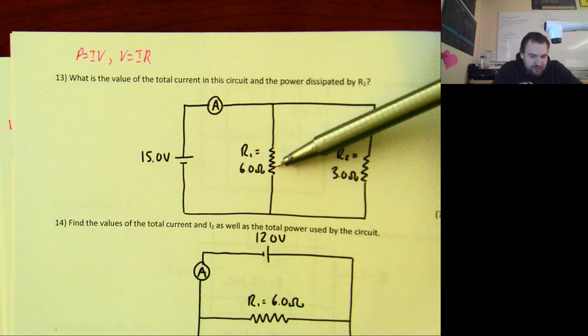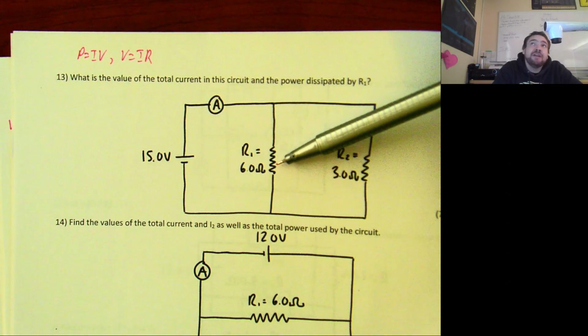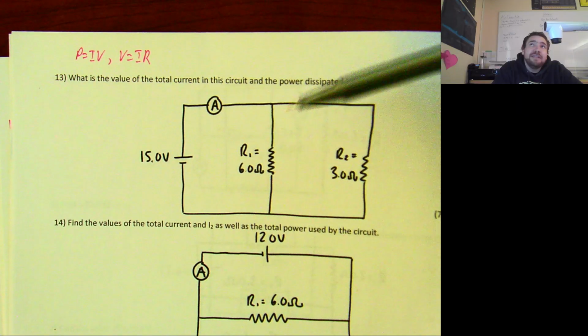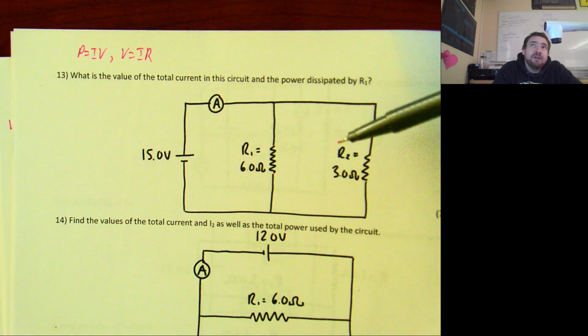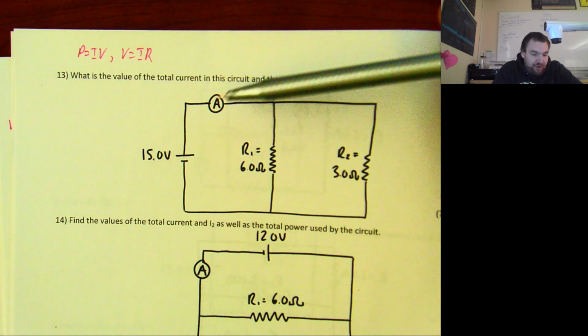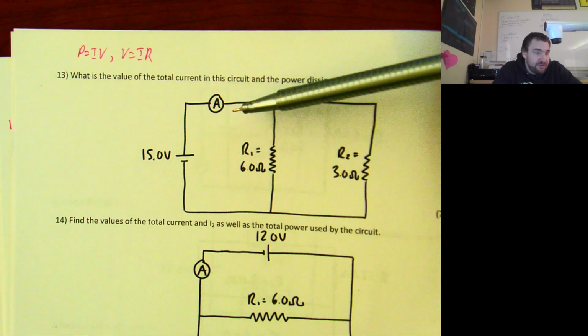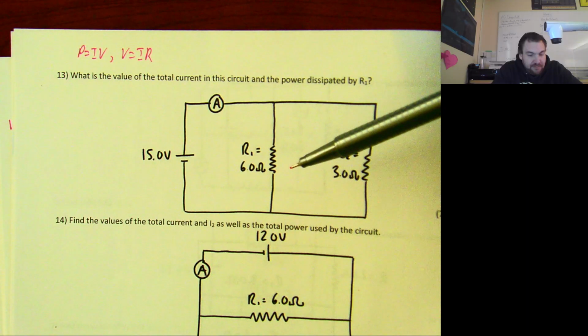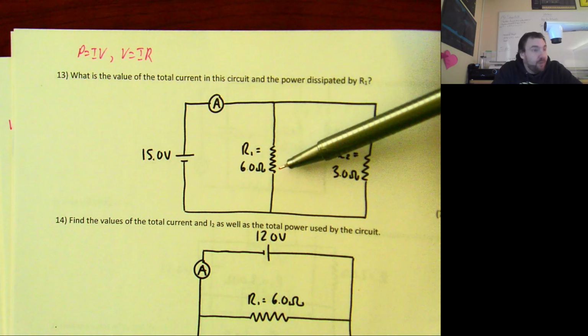We've got a 6 ohm resistor here and a 3 ohm resistor here. These two are connected how? In parallel. And we're asked to find two things. One, the current on the main branch, and we're asked to find the power dissipated by R1.